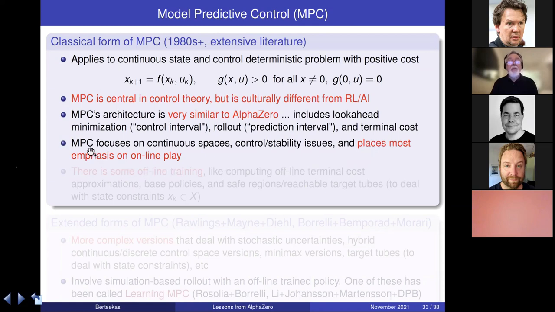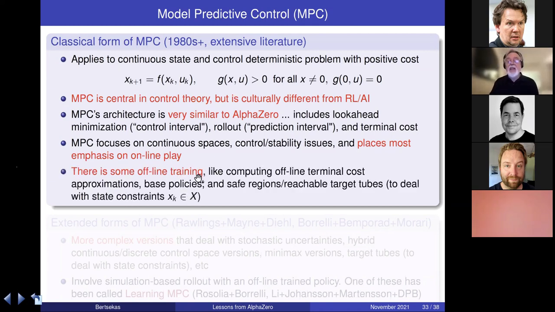On the other hand, MPC focuses on continuous space applications and also stability issues, and also relies primarily on online play. There is some offline training in MPC, for example, computing offline terminal cost approximations, computing some stable policies to do rollout with, and also computing target tubes, safe regions in order to deal with state constraints. One of the central motivations of MPC is to be able to deal with critical state constraints, for which the linear quadratic unconstrained framework does not deal very well. So to do that, there are some interesting issues of how to select controls that keep you within the safe region.